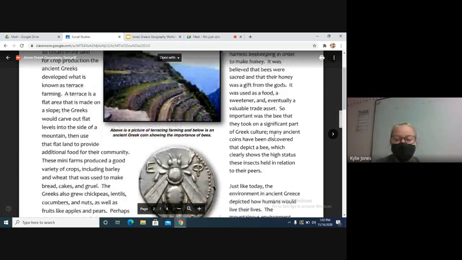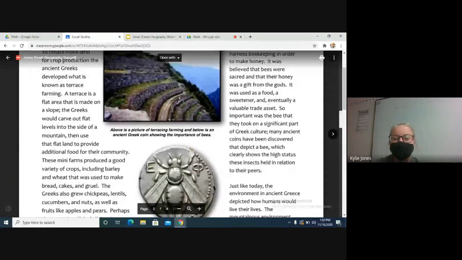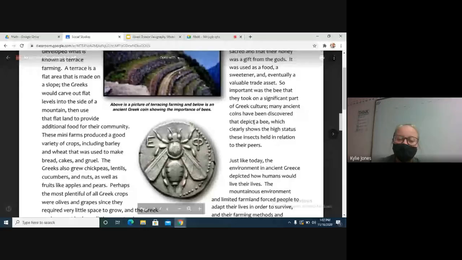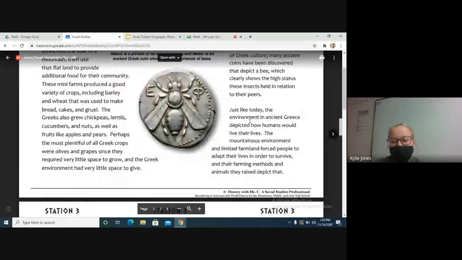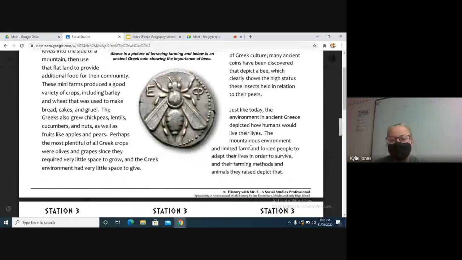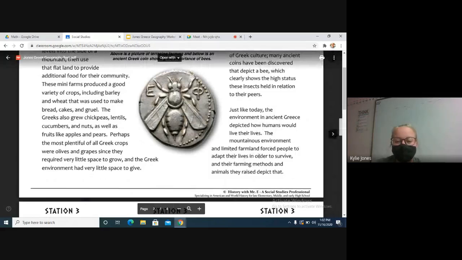Okay, focus. So important was the bee that it often took on a significant part of Greek culture. Many ancient coins have been discovered that depict a bee, which clearly shows the high status that these insects held in relation to their peers. Just like today, the environment in ancient Greece depicted how humans would live their lives. The mountainous environment and limited farmland forced people to adapt their lives in order to survive, and their farming methods and the animals that they raised depict that.